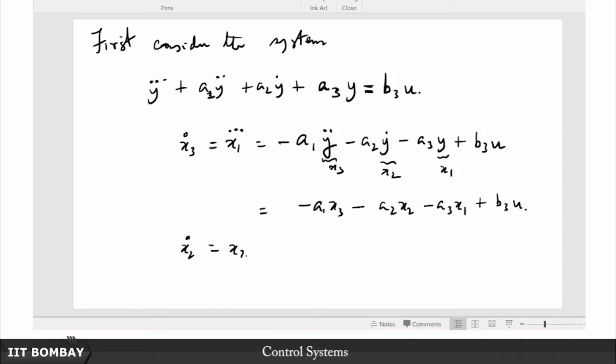See, I have to represent everything in terms of x1, x2, x3. I cannot afford to have derivatives on both sides of this equation. That is the idea. I want to have all first degree differential equations. So nth degree differential equations split up into n first degree differential equations. That is what the state space form is.